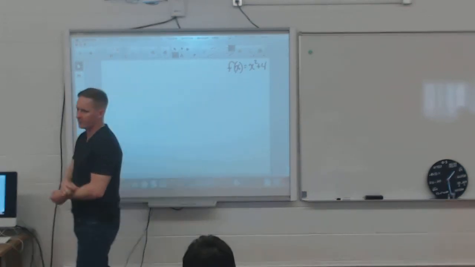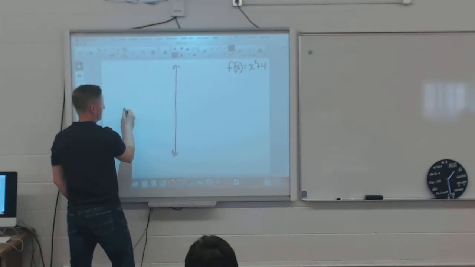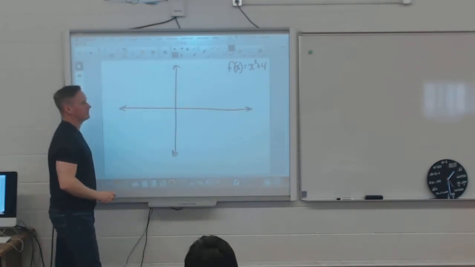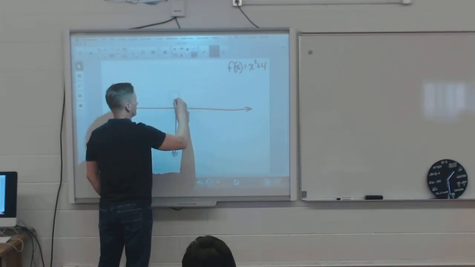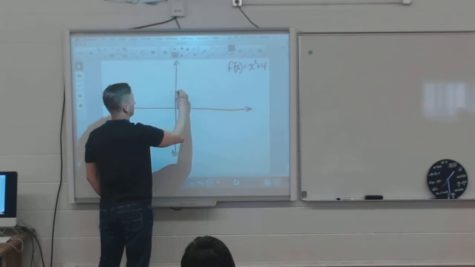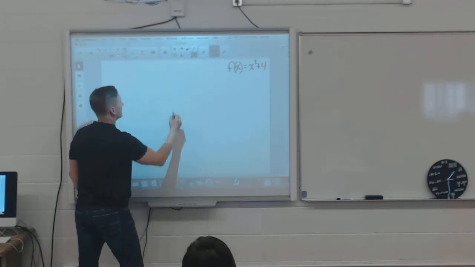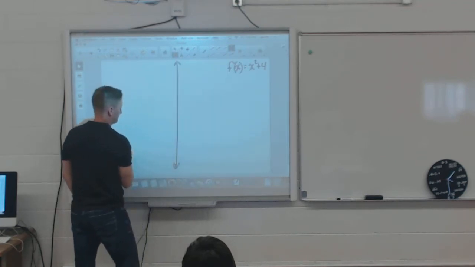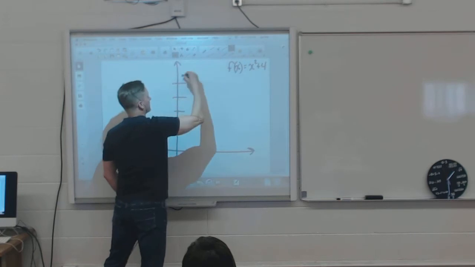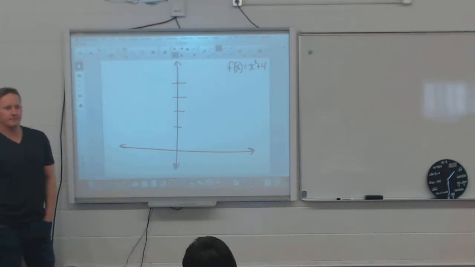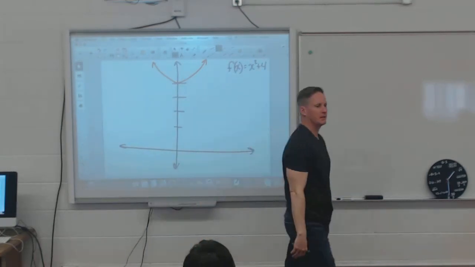x squared plus 4. And I want to take the reciprocal of that graph. I need this to be big. Okay, so what's the vertex here? 0 and 4. Which way does it open? Up. So it's going to look something like this. So that's all I need for that.